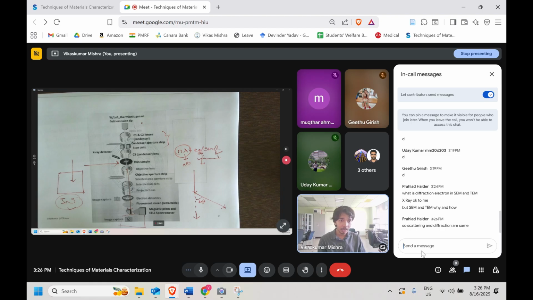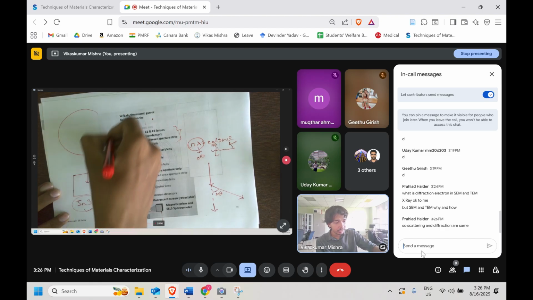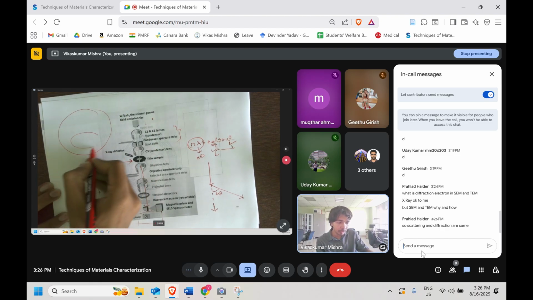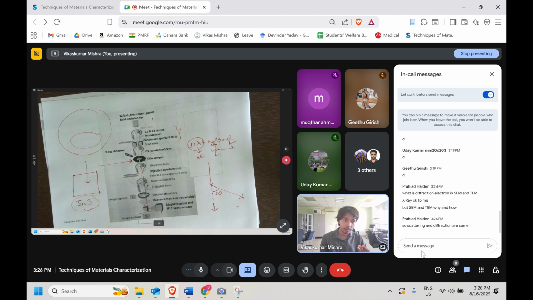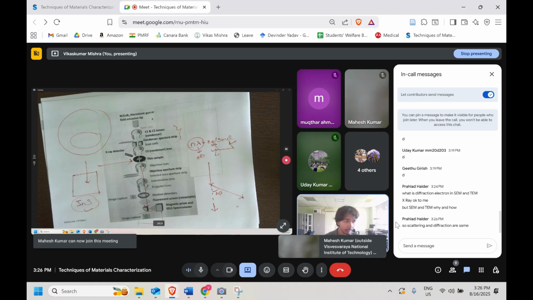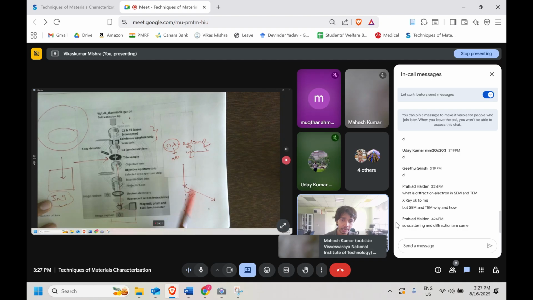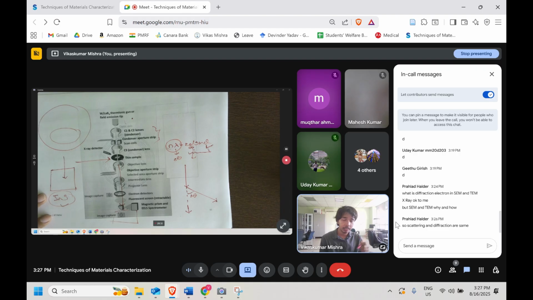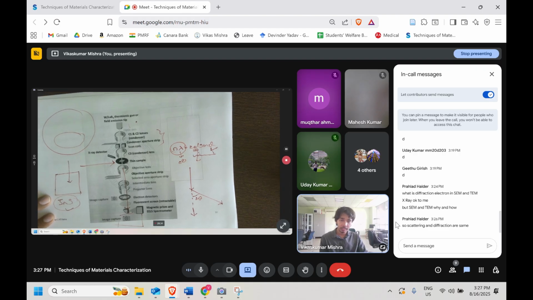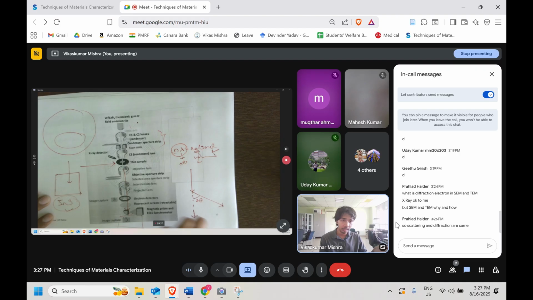Are scattering and diffraction the same? I would say that if scattering is the entire circle, diffraction is a special part of it. In scattering, elastic and inelastic scattering are also taken into account. Inelastic scattering is the one where there is a loss of energy, while in diffraction there is no loss of energy. It's just diverted to some other location, so it's one of the elastic interactions. The elastic scattering in the case of TEM we can say is diffraction.